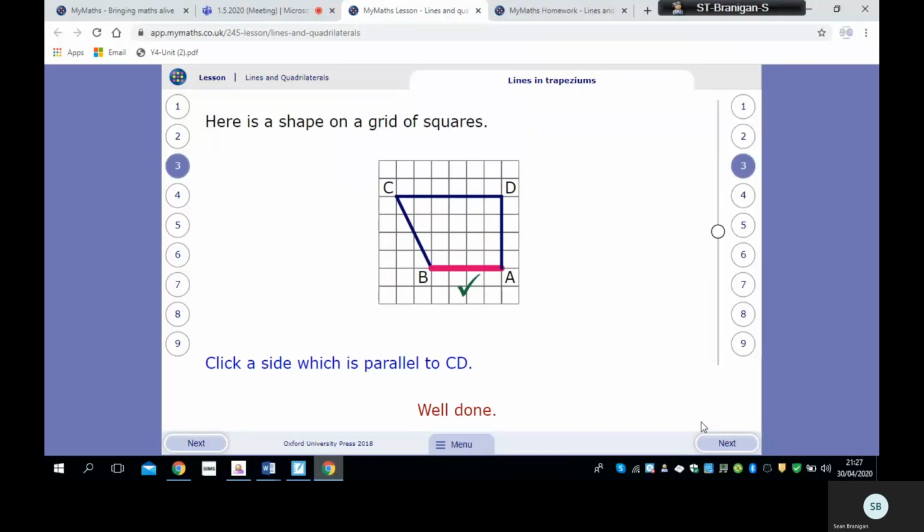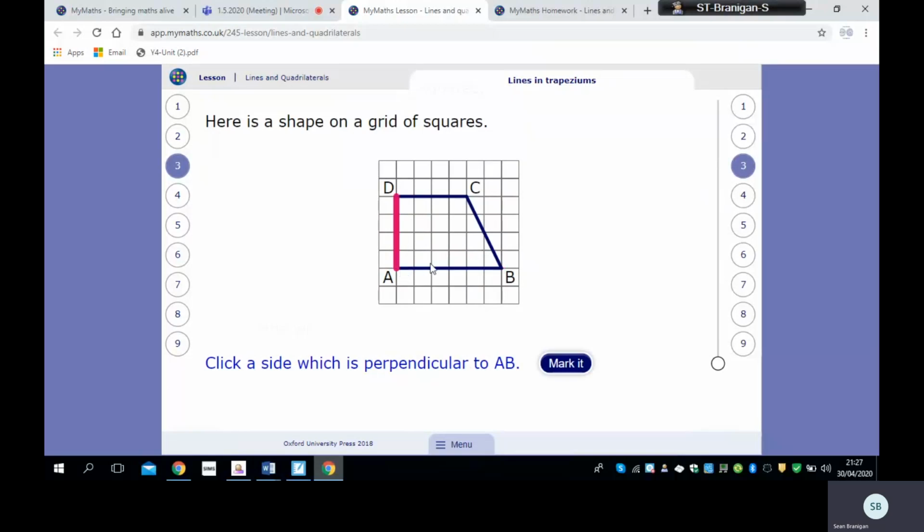Okay. I can click next. Here we go. This is a trapezium in a different orientation, just a different way around. It says click a side which is perpendicular to AB. So I need to click the side that is perpendicular, that creates a right angle. Well, this clearly doesn't create a right angle here. It's smaller than a right angle. It's acute. DC would be a parallel line. So AD or DA, depending on what you want to call it, would create a right angle here. So they are perpendicular.